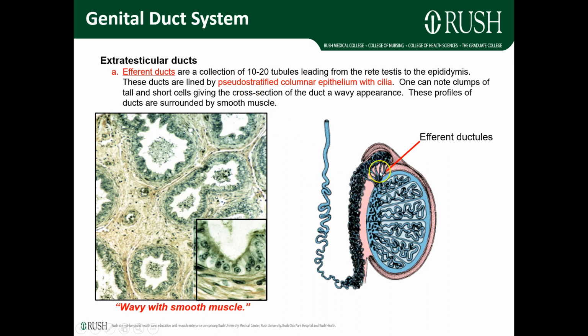These tubules or ducts are now lined with pseudostratified columnar epithelium with cilia. One thing to note here is that there are clumps of tall and short cells which give rise to a rather wavy appearance in cross-section, and that is highlighted in this picture on the left, where you can see the lumen with sperm inside and this very uneven epithelium, much more easily visible here in even higher magnification. And you also notice the smooth muscle on the outside.